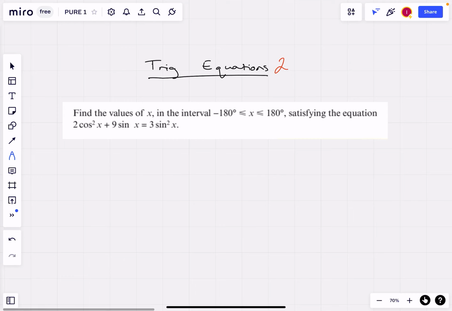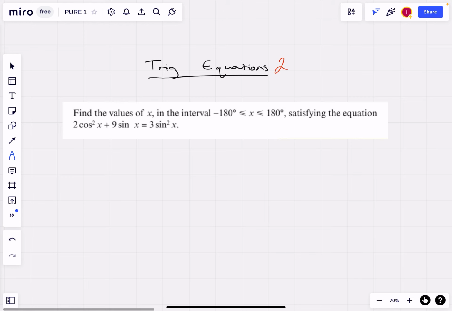Oftentimes, when you're doing trig equations, you're going to find a question which looks something like this, where you have cos squared, you have sine, and then you have sine squared, or some sort of combination of sine squared, cos squared, sine, and cos, maybe even tan. Now, in this scenario, you're going to be expected to use your identities. You're going to be expected to use what you know about equations and different types of equations to solve it.